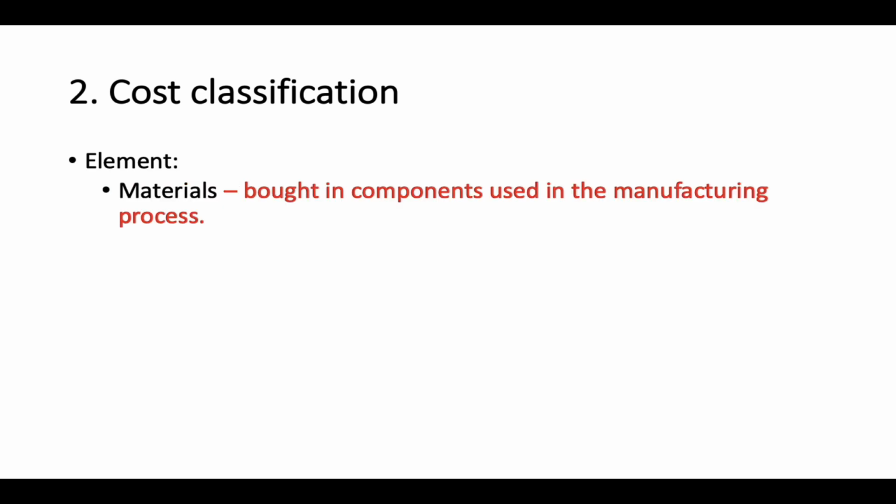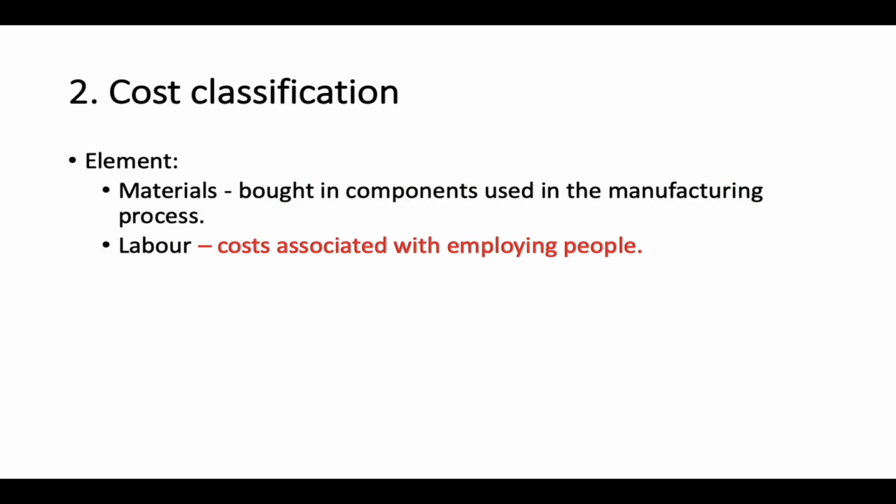Cost classification by element. We can identify the following cost elements. Materials. These are the bought-in components used in the manufacturing process. Labor. These are the costs associated with employing people. Expense. Expense comprises the variety of costs incurred in running a business other than materials and labor.